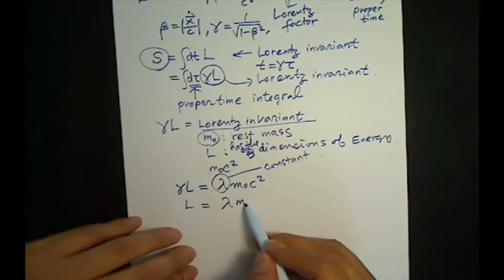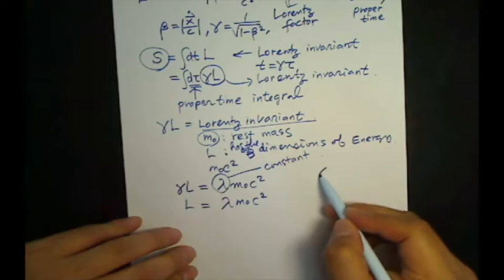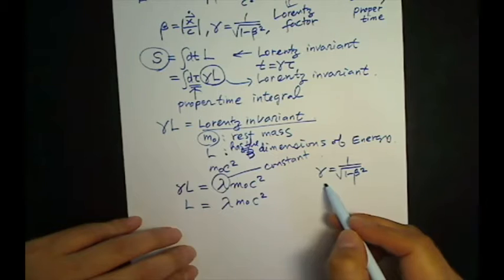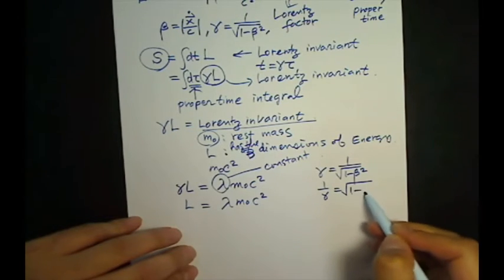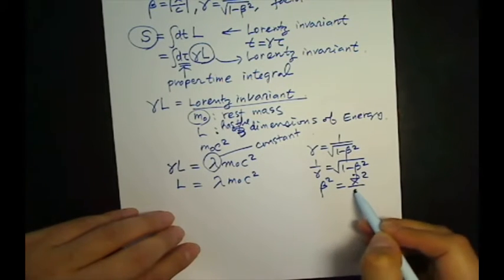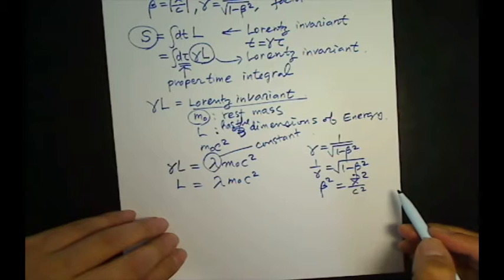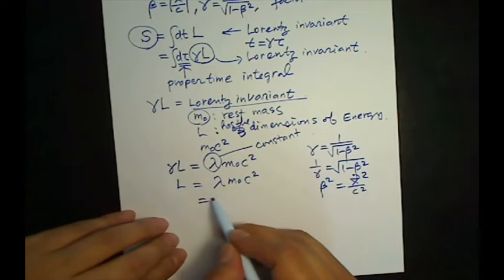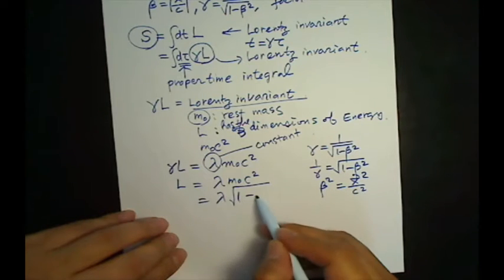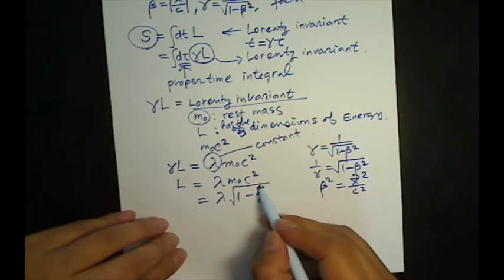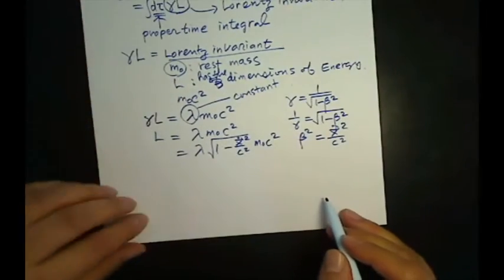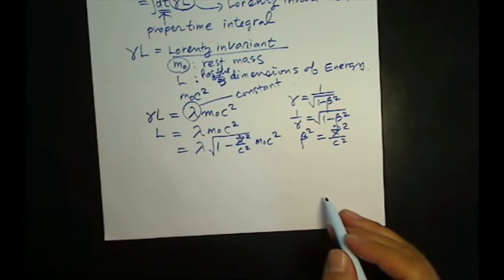So the Lagrangian should be of the form lambda m0c squared, and we know gamma equals 1 over the square root of 1 minus beta squared. Therefore 1 over gamma is the square root of 1 minus beta squared, and beta squared equals x dot squared over c squared. If I substitute it in here, I have lambda times the square root times m0c squared. If it is right, it must reproduce the non-relativistic theory.